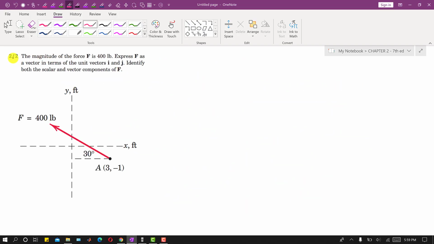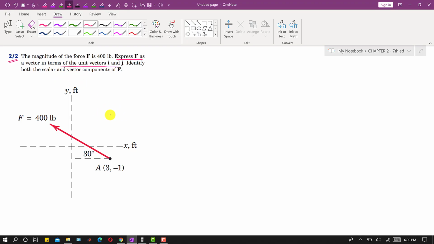This is the second problem from the 7th edition, so let's solve it. In this problem we are given this force F, which has a magnitude of 400 pounds. The problem says to express F as a vector in terms of the unit vectors i and j, and to identify both scalar and vector components of F.